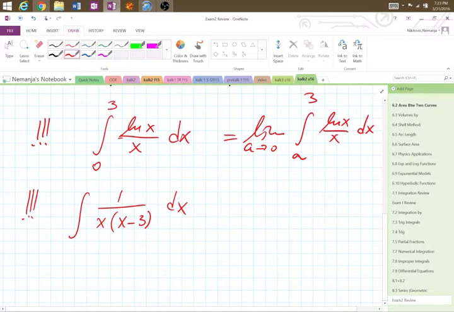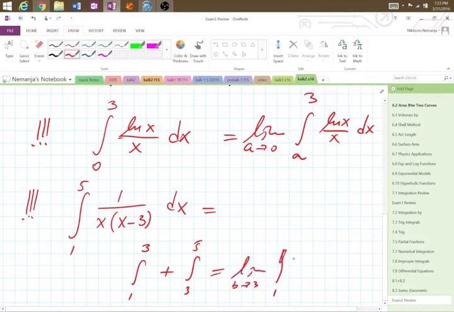Oh, I didn't put the limits there. 1 to 5. So, what's the problem here? 3 is the problem. 3 is where the vertical asymptote is, and because the vertical asymptote is at 3, we have to have integral 1 to 3 plus integral 3 to 5, and then eventually you have limit b goes to 3, integral 1 to b, plus the limit a goes to 3, a to 5.